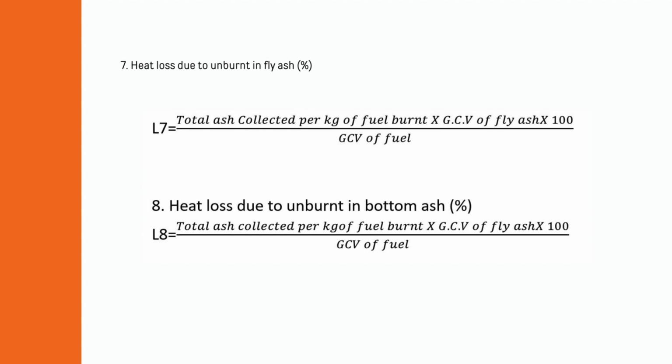L7 equals total ash collected per kg of fuel burned into GCV of fly ash into 100 divided by GCV of fuel. L8 is heat loss due to unburnt in bottom ash percentage. L8 equals total ash collected per kg of fuel burnt into GCV of bottom ash into 100 divided by GCV of fuel. Heat balance.